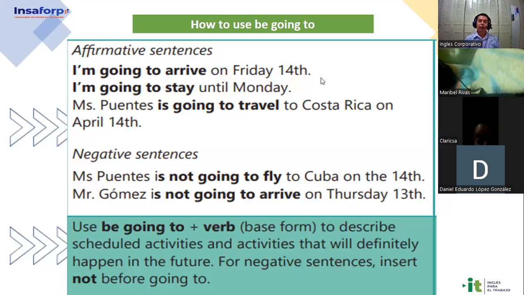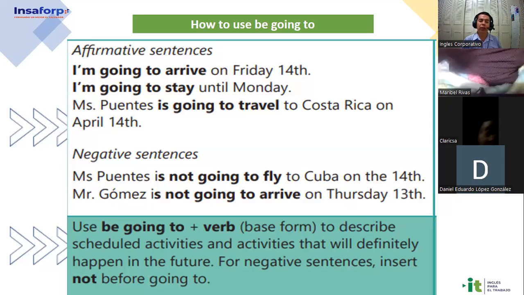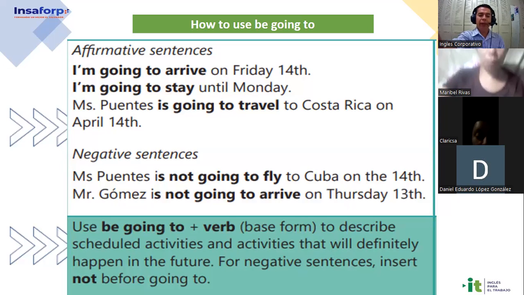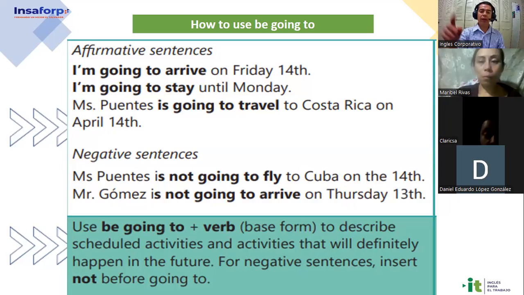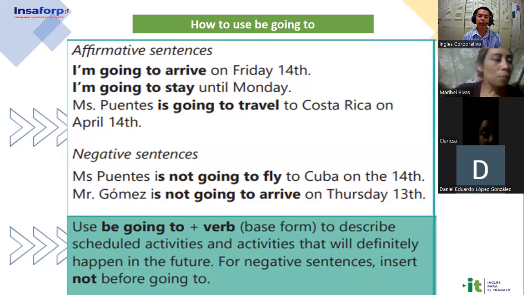Okay, I'm going to stay until Monday. I'm going to stay until Monday. Remember the contraction I'm is the same to say I am, right? I am. So I'm going to arrive on Friday 14th. I'm going to stay until Monday. Miss Fuentes is going to travel to Costa Rica on April 14th. Okay, these are examples of affirmative sentences, right? Affirmative statements.